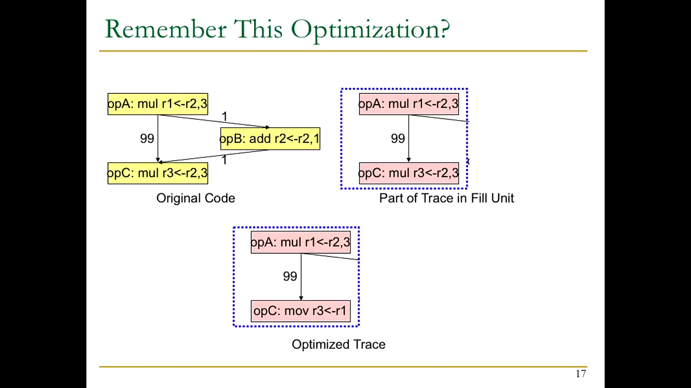Make sense? It's fun, right? It's amazing that you could do this completely in hardware. And actually, later work tried to form even larger blocks, larger atomic blocks than just traces. What if you had 1,000 instructions that are atomic that you could form in hardware and keep track of? You could optimize code across those 1,000 instructions. Now, that's not implemented in modern processors yet, but it showed significant benefit from that.